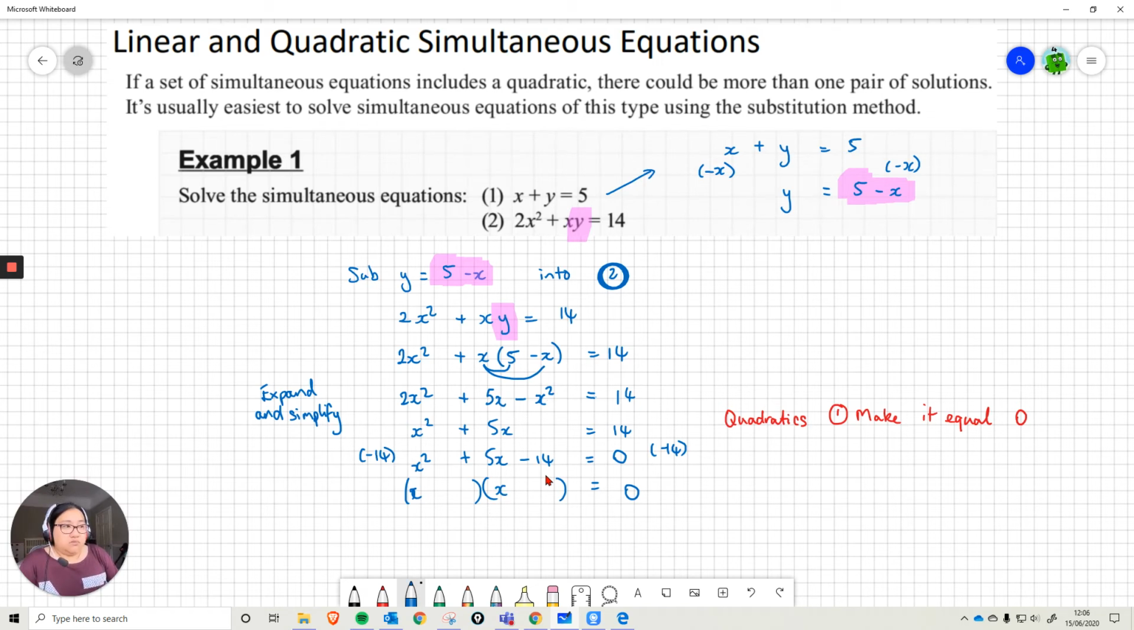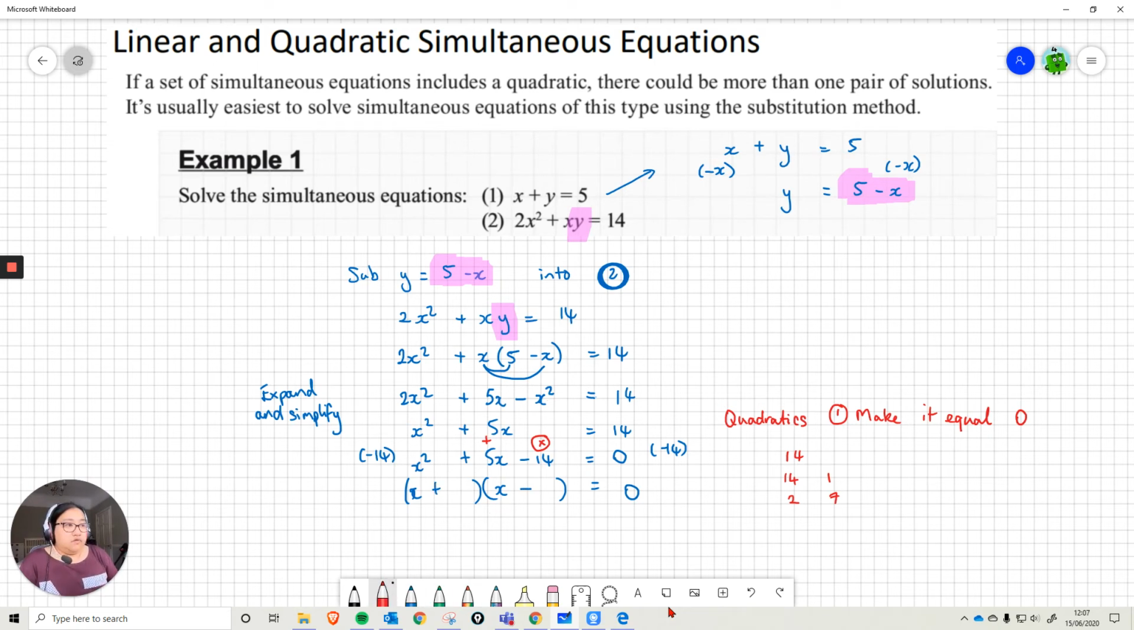2 numbers that multiply to give me 14. So we're going to look at our factors of 14. 14 and 1 and 2 and 7. So remember, I want them to times together to give me negative 14, add together to give me 5. I want to create a negative as well, so I know I'm going to have a positive number and a negative number. Okay.